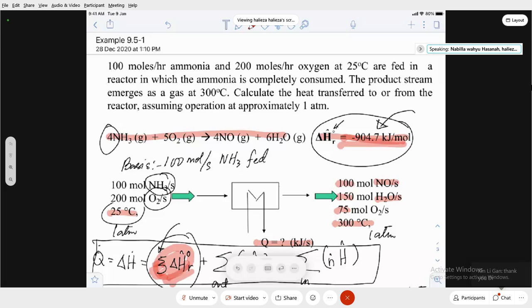Welcome. Oh, somebody says it's mole per hour. The question is which question? Oh, the question says mole per hour. I got my diagram mole per second. Okay. So please correct the unit.